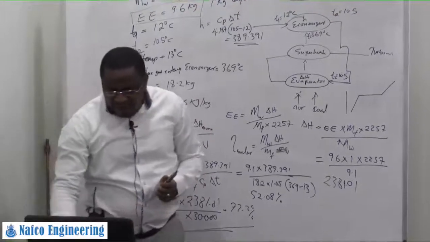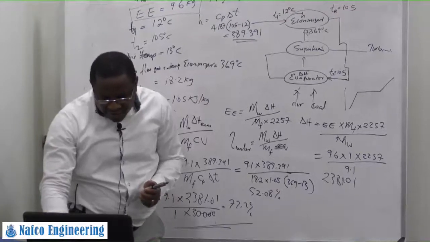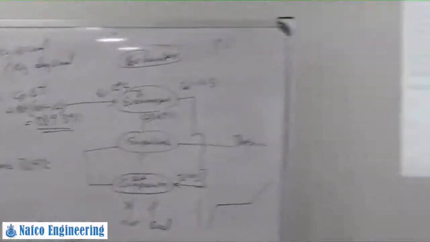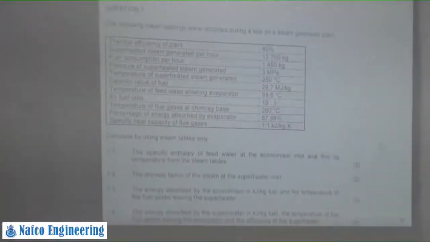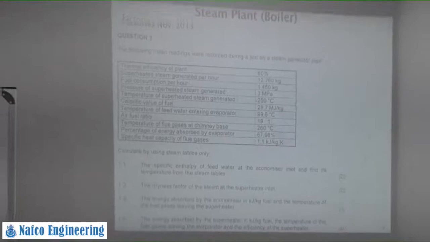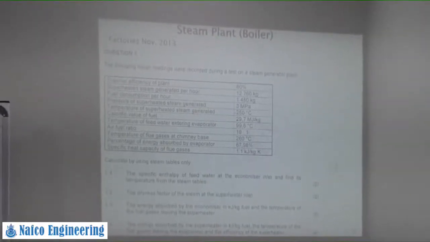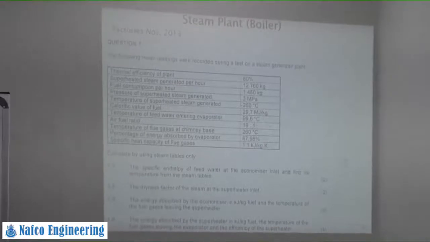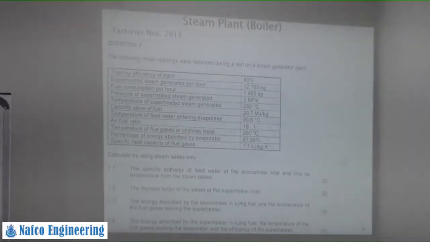Okay, so now the next thing we are going to do is this question. This one, they said we are going to use the steam table, and just to do math, if you look at the questions there, just to do math. So now, let's get our steam table.